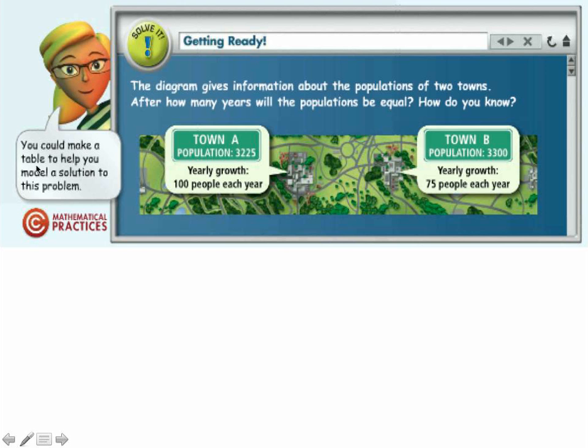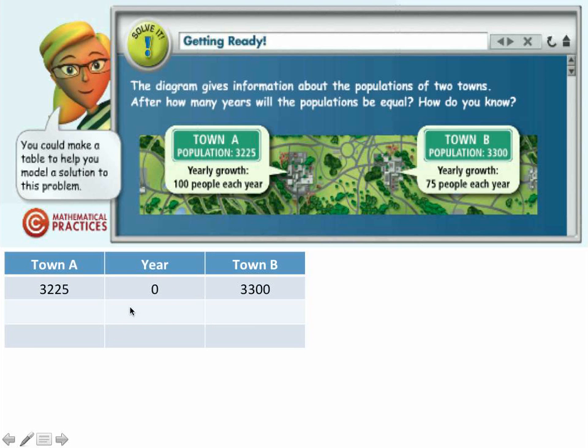Well, this lady right here tells me if I make a table, it might help me. So, there you go, lady. In year 0, or the starting amount, town A has 3225. Town B has 3,300. Now each year, town A is going to gain 100. Town B is only going to gain 75. So in 1 year, they would have 3325, then 3425, then 3525, and you would see over here gaining 75 each time. At year 3, they have the same amount.